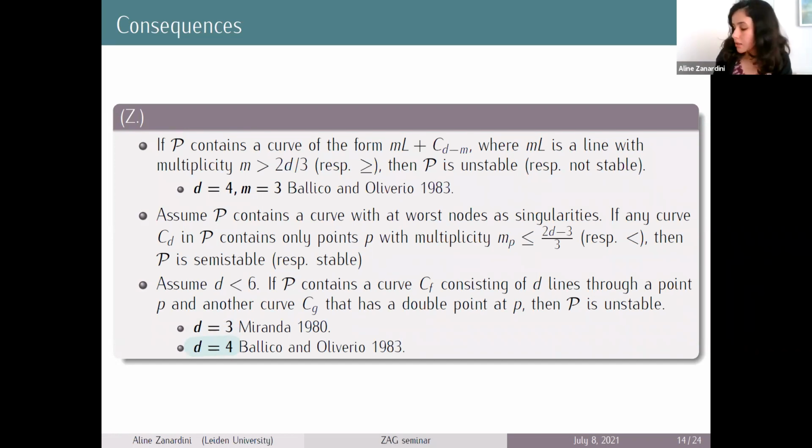Okay, so these are some consequences of the criteria that I just showed you, and for the rest of my talk, I will focus on another application of these results. So I will now shift my focus to certain pencils of curves of degree 6. But for that, I need to introduce more definitions and a bit of notation.